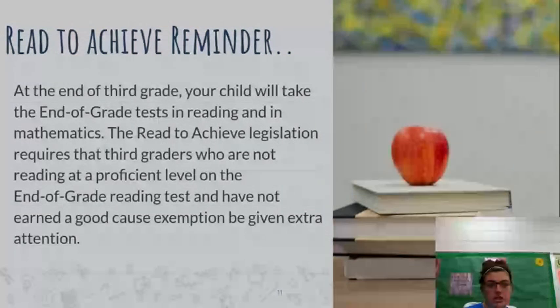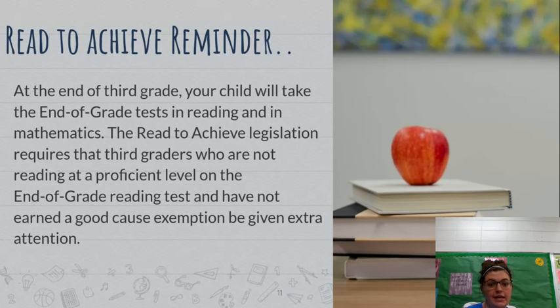Read to Achieve reminder. At the end of third grade, your child will take the end of grade test in reading and math. The Read to Achieve legislation requires that third graders who are not reading at a proficient level on the EOG reading test and have not earned a good cause exemption be given extra attention.